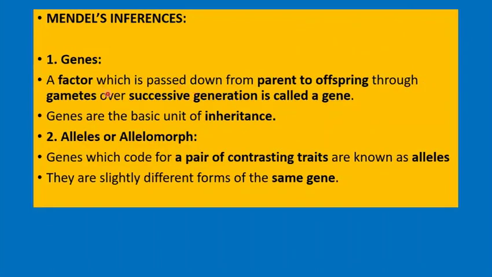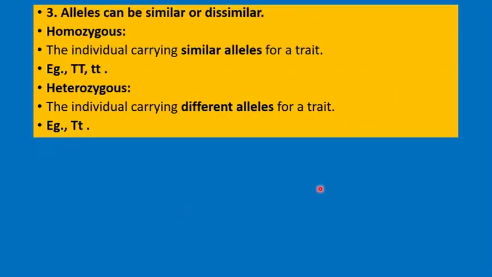Now, what were the inferences? The first inference was that certain factors are passed on from parent to offspring through gametes over successive generations, and these are known as genes. They are the basic units of inheritance. Alleles are genes which code for a pair of contrasting traits, also known as allelomorphs. They are slightly different forms of the same gene.